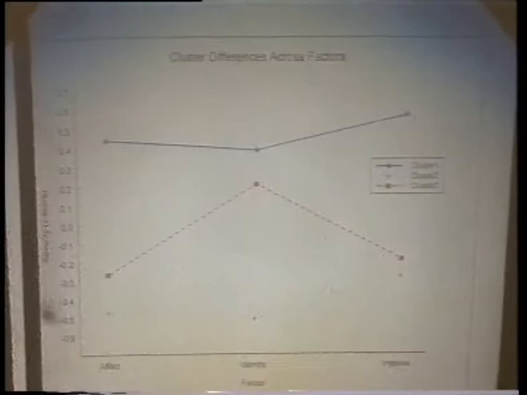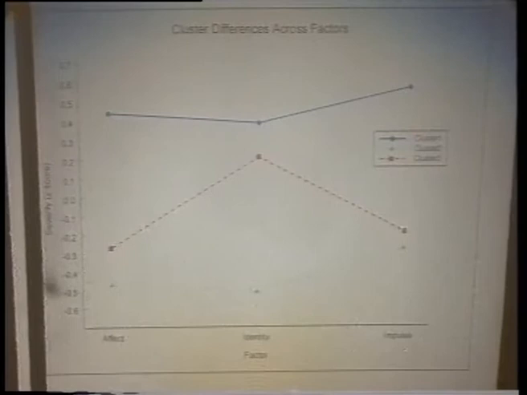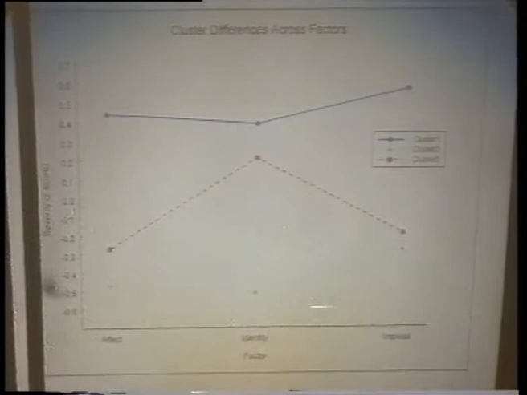Now to further confuse you, I can now put the factor scores together with the cluster scores, all right? And so here's the affect factor, the identity factor, the impulsivity factor. And here is the severity score.